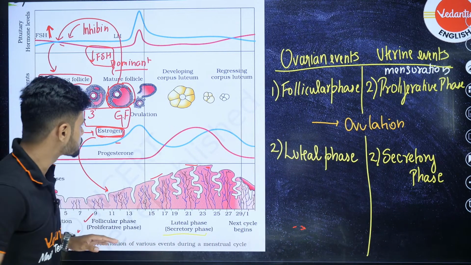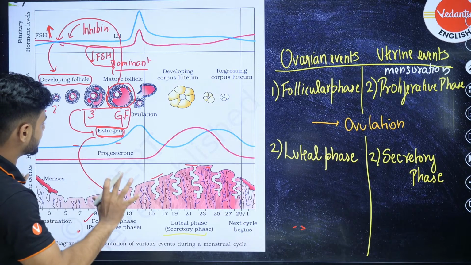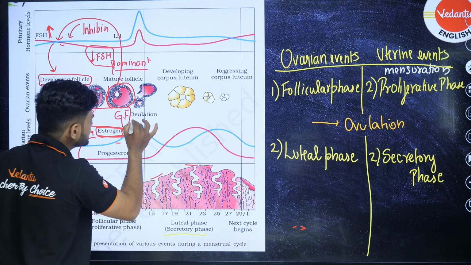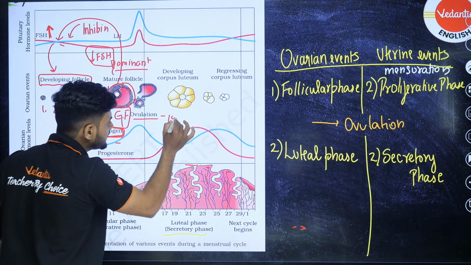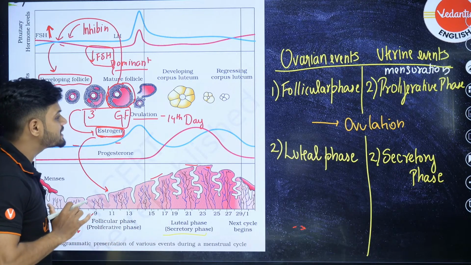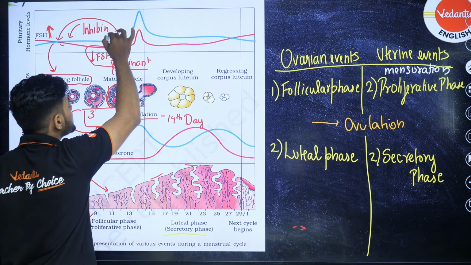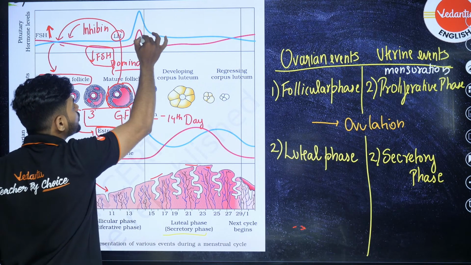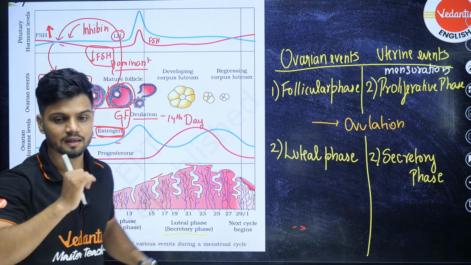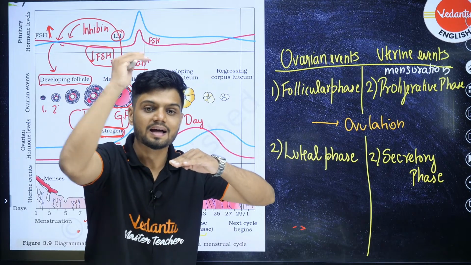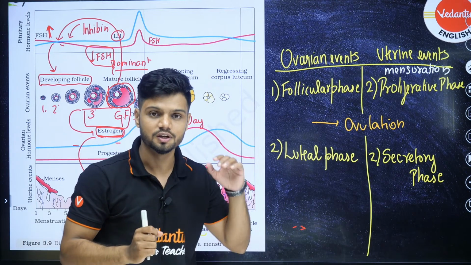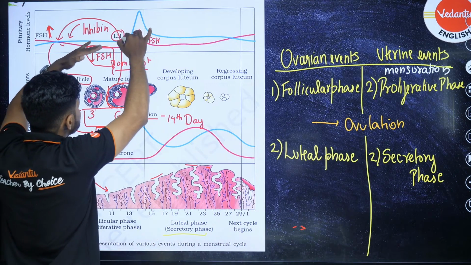Okay. Now, students, listen to me very carefully. Now, at the 14th day, there is an increase in levels of both LH as well as FSH. Both are spiking here, and that is called the LH surge. It is called the LH surge because there is a sudden increase in LH here.